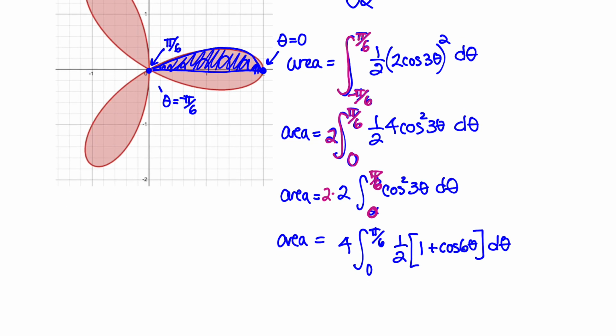Guys, you power reduced, meaning you changed it using an identity. You did not integrate. And a lot of people forgot and just started plugging limits in here. Now you have to integrate. Don't forget, now you have to integrate. Antiderivative of 1, antiderivative of cosine. Plug everything in, get an answer.